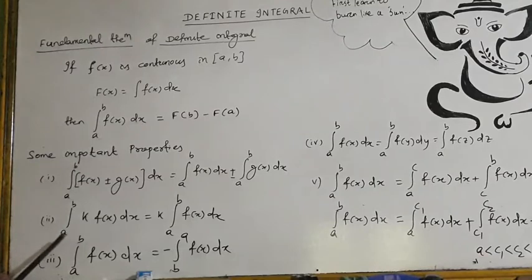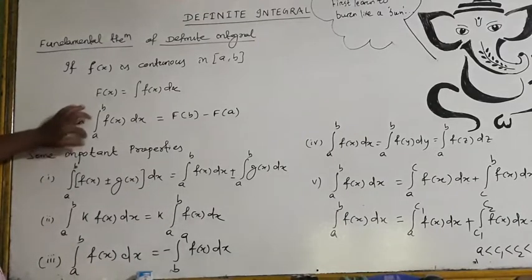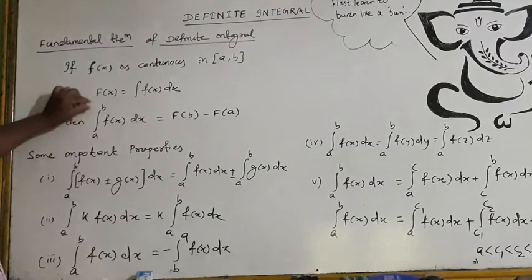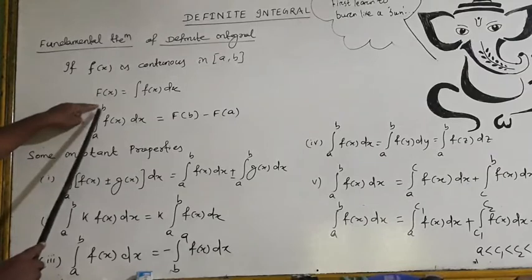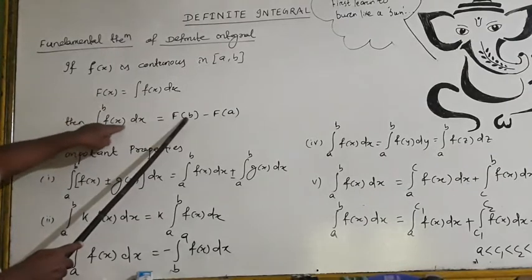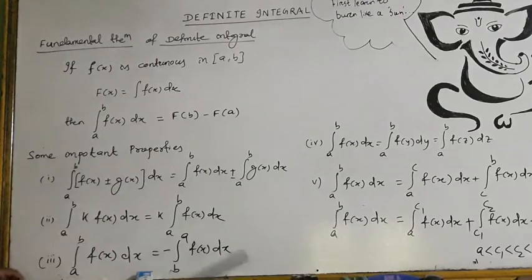There is another easy property. If any constant k multiplies f(x) dx from a to b, then the constant will go outside, and you will integrate f(x) dx from a to b. Mind it, in a to b, a is called the lower limit and b the upper limit, and here you should say from x equal to a to x equal to b. The upper limit is put first, F(b) minus F(a). Similarly, if any constant is multiplied with that function, the constant will come out.